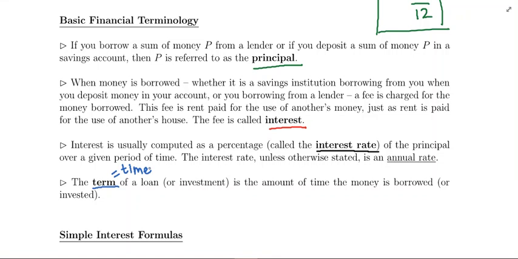You can see from these definitions we just went through, many of the problems that we're going to work will be one of two situations. Either you're going to be borrowing money, so you'll be making a loan, or you're going to be saving money through a bank account, some kind of savings account. You can think of the situations interchangeably. They're all going to involve a principal, an interest rate, and a term.